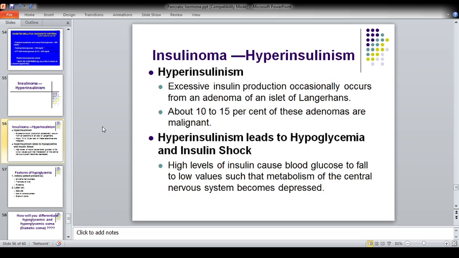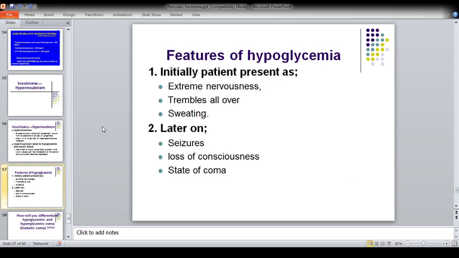Due to higher levels of insulin in the blood, the patient would always have lower blood glucose level than the normal, and the blood glucose would fall to such an extent that the glucose metabolism in the central nervous system would get disrupted. The central nervous system would not be able to survive anymore, and the patient may die due to hypoglycemic shock.